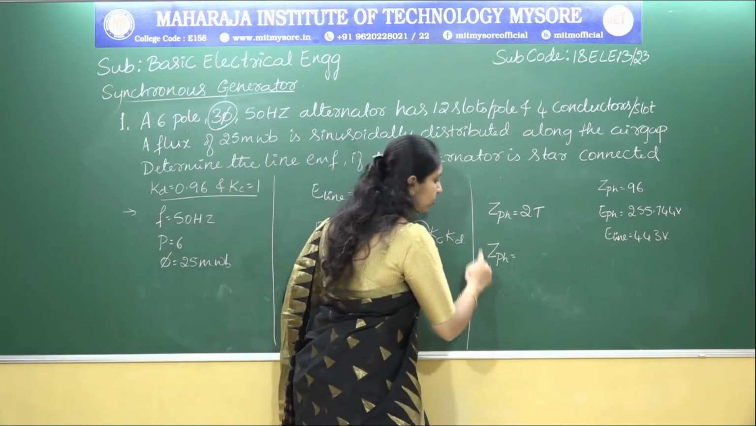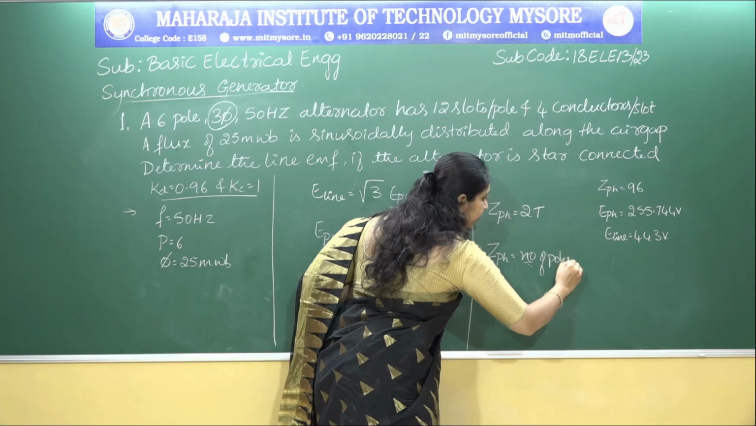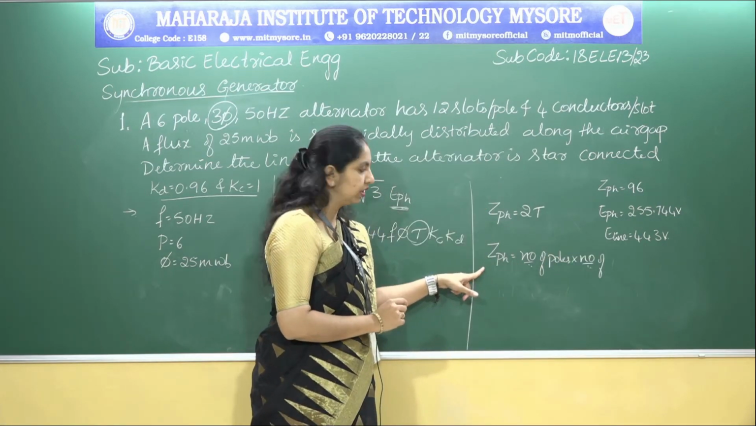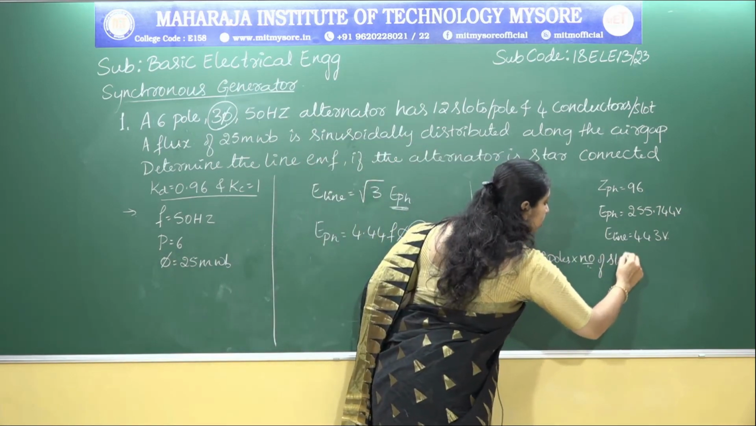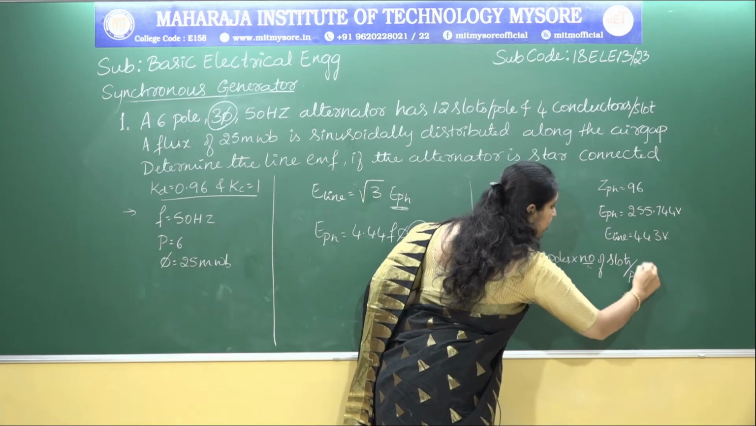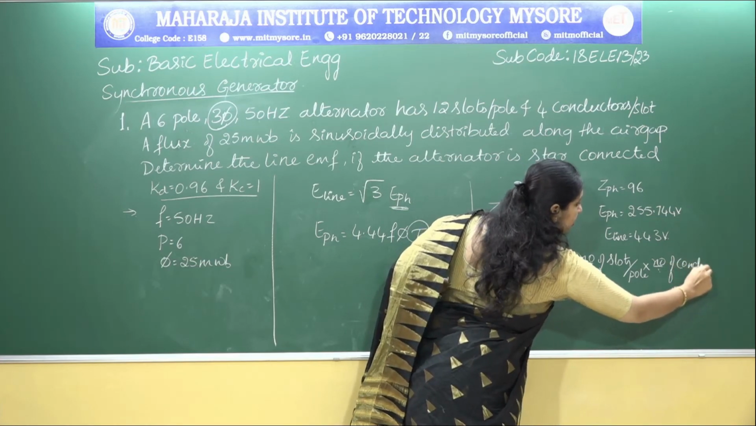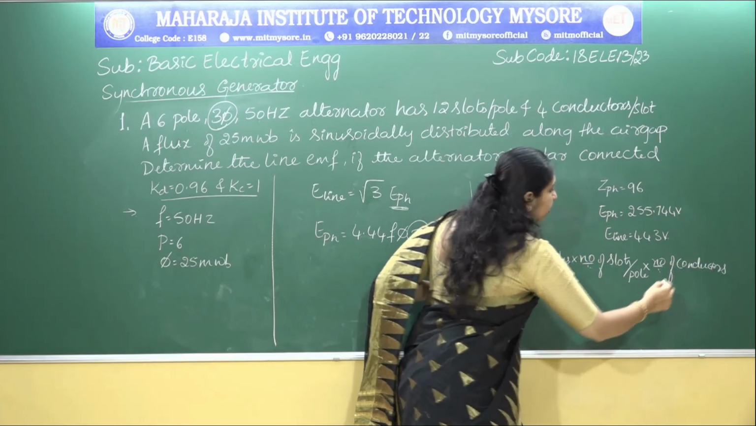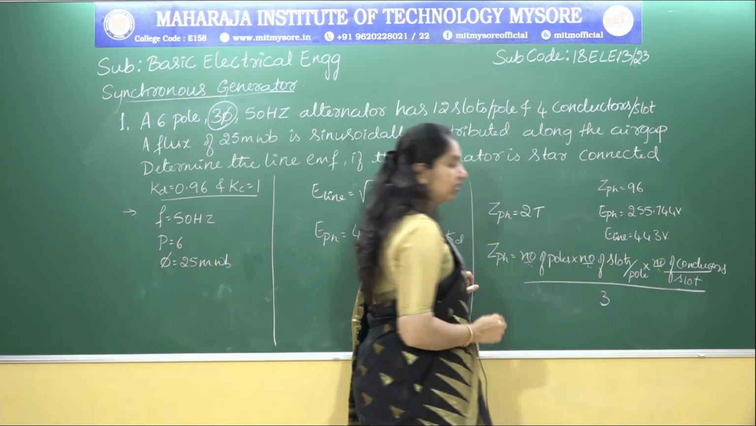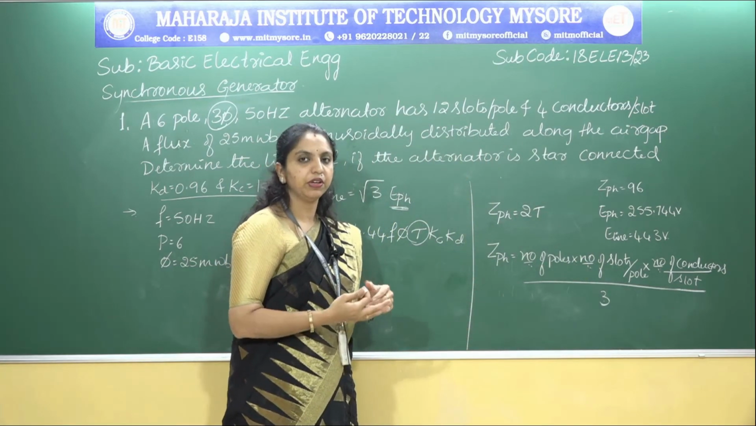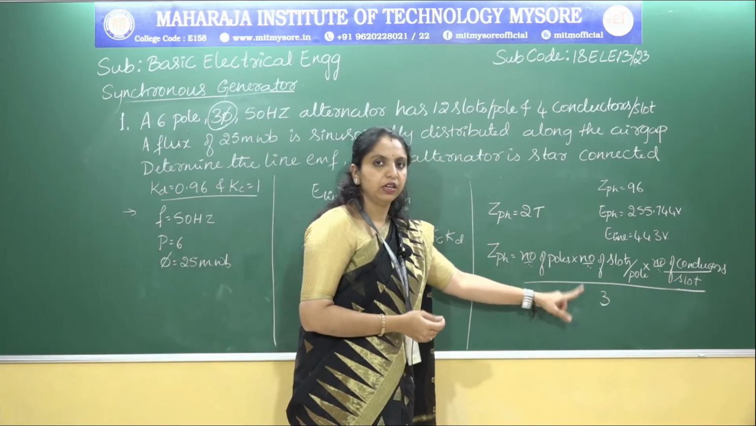So ZPH is equal to, which is number of poles. This is a very important task here. ZPH is equal to number of poles into number of slots per pole into number of conductors per slot divided by 3. Since we are finding the number of conductors for 3-phase, we are dividing this by 3.